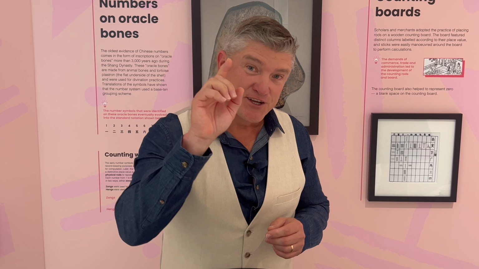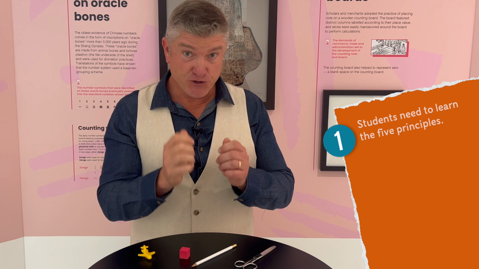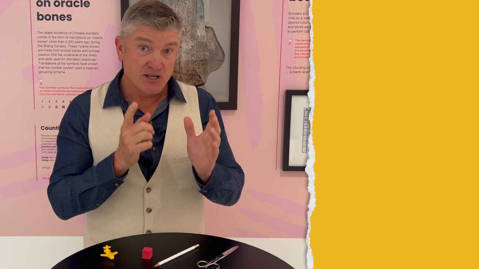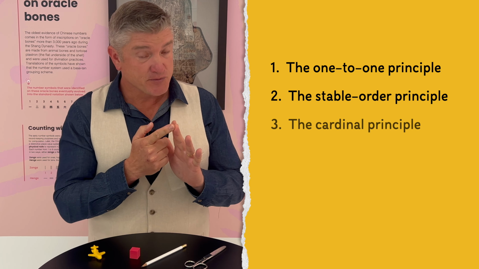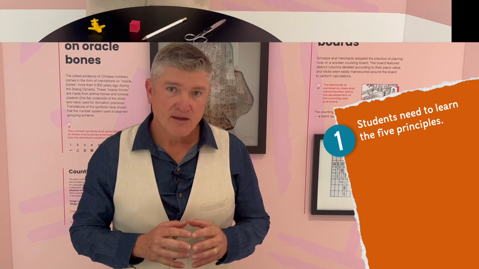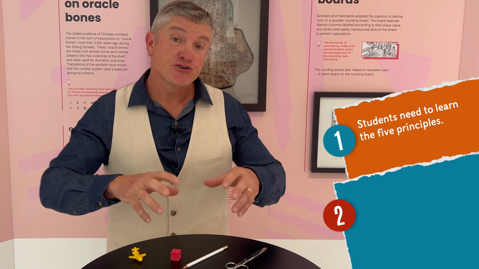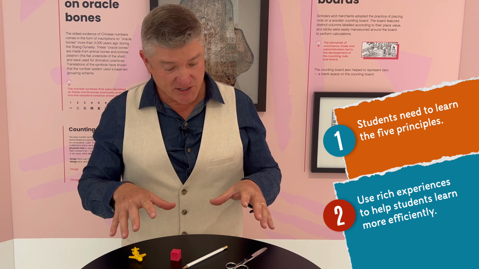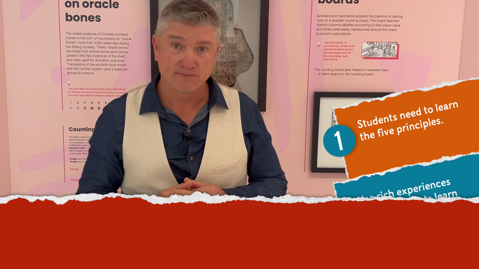So this is what I want you to do. First, remember that there are 5 principles the students need to learn before they can count rationally, and that is the one-to-one principle, the stable order principle, the cardinal principle, the order irrelevance principle, and the abstraction principle. And 2, these are all generally learned over time, but the students can learn them more quickly if you give them rich experiences counting different objects that they can and cannot touch. And be sure to model it for them.